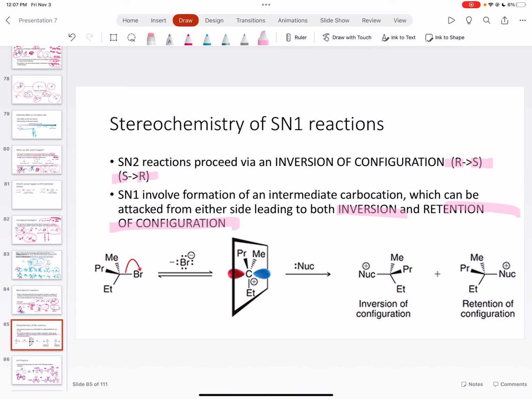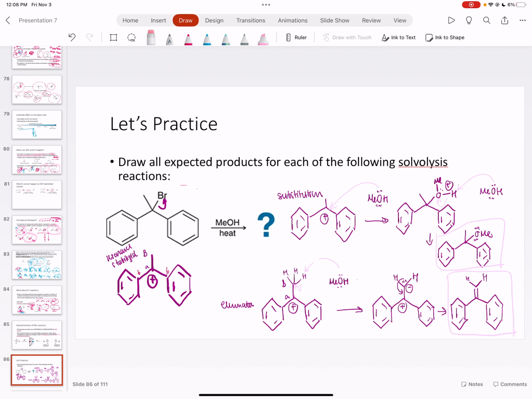So that means that, for example, I'm not saying that this is right, but if this was R, let's say, then we will get R and S as our products. So we will have two products. And then if this one is S, we will also get S and R. So we will get 2 products from that. That's why I said 50-50.